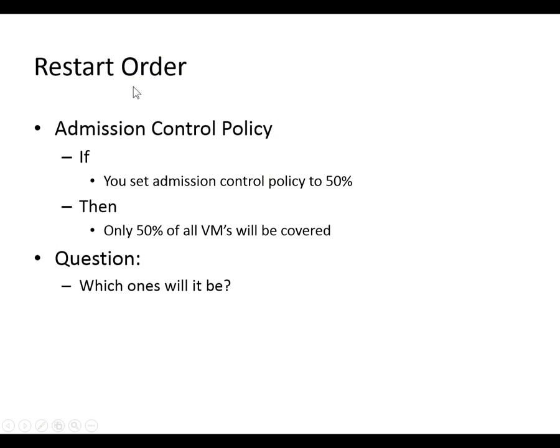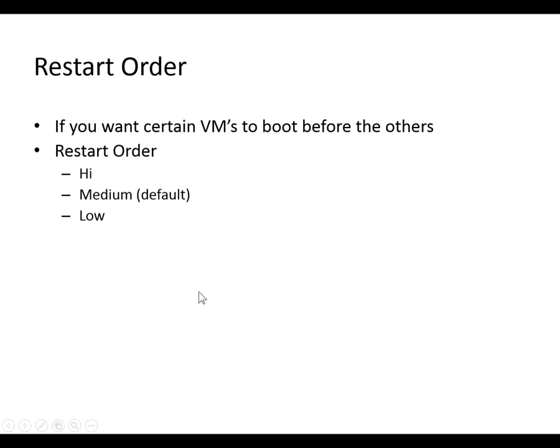Now let's discuss the restart order. If we have set our admission control policy to 50%, then only 50% of all virtual machines will be covered. And the question is, which virtual machines will be covered by high availability? And the answer is the restart order. If we want certain virtual machines to boot before other virtual machines, then we change the restart order to high.